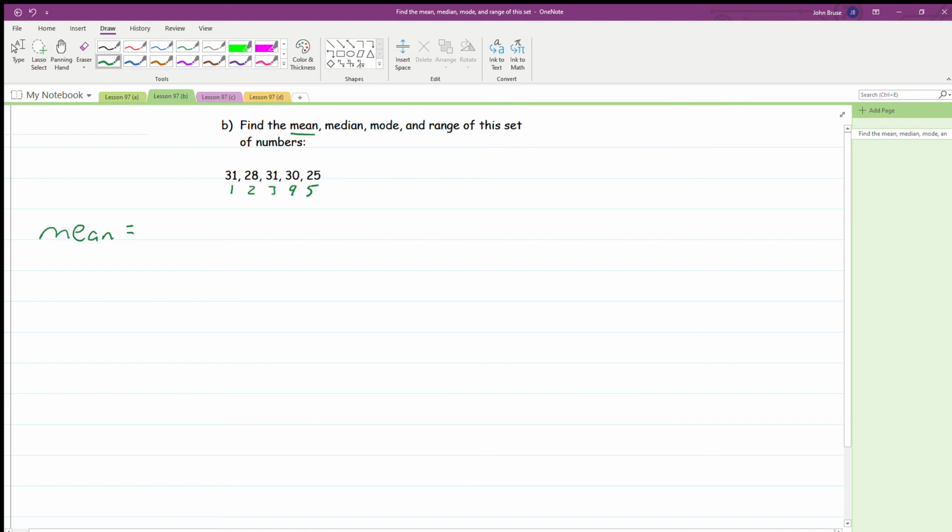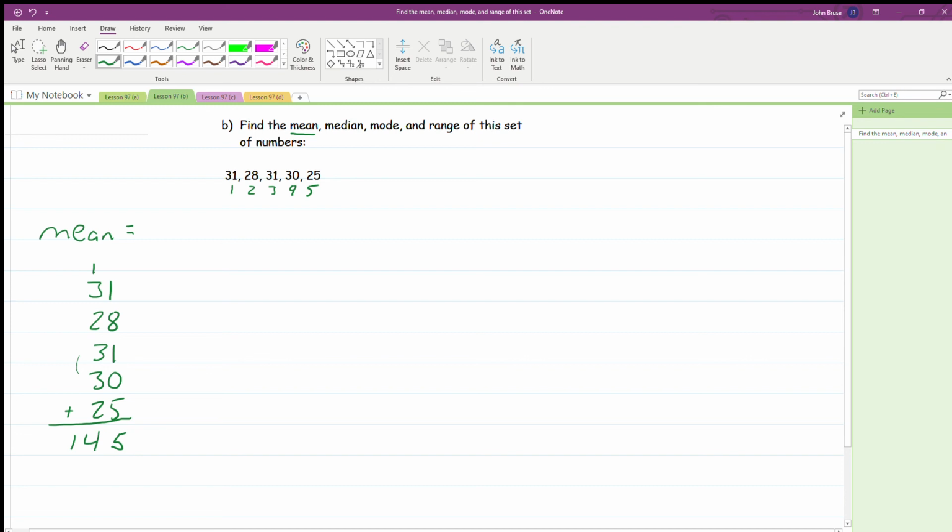We've got 31, 28, 31, 30, and 25. We're going to add those all up. So we've got 8, 9, 10, 15 ones. We carry 10 of those to our tens column. I'm going to add these up. We've got 5 and 6. And then, so I did the 3, 2 is 5. Then 1 more is 6. And 6 more, which is these 2 3s, makes 12. And then 2 more is going to be 14.